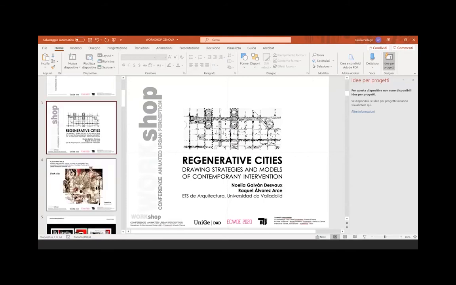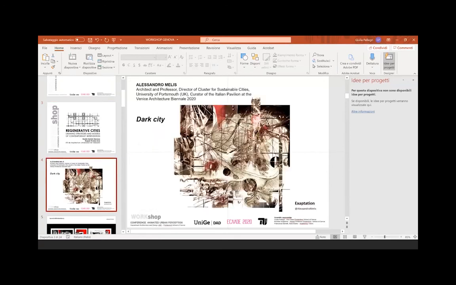After the professor of the University of Valladolid spoke about the regenerative city, we also listened to the lessons by Alessandro Melis. Alessandro Melis is an architect and professor, director of the Cluster for Sustainable Cities of the University of Portsmouth, and for next year is also the curator of the Italian Pavilion at the Venice Architecture Biennale.